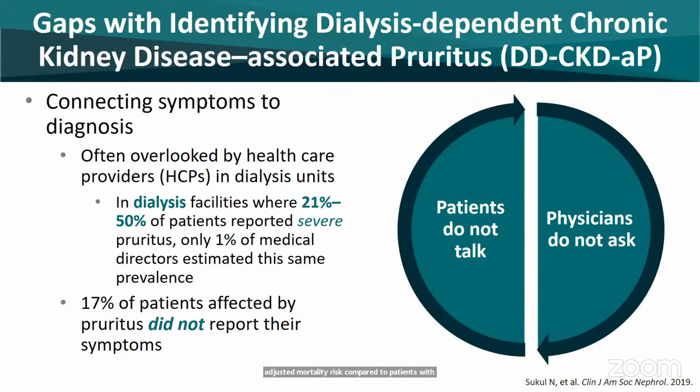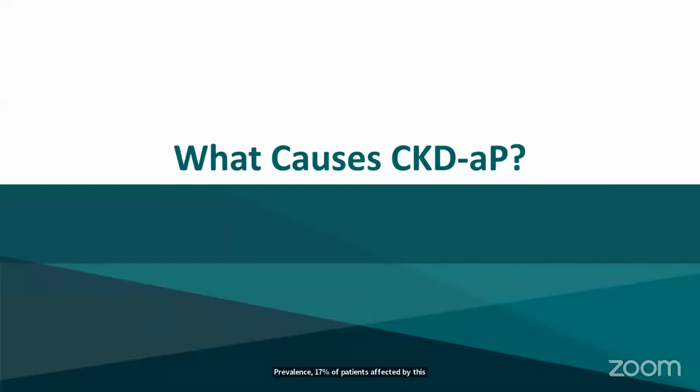So when you take a look at kidney disease associated pruritus, connecting the symptoms to make a diagnosis, it's often overlooked by healthcare providers in the dialysis units. So in the dialysis units, 21 to 50% of patients reported severe pruritus. However, only 1% of the medical directors estimated this same prevalence. 17% of patients affected by this pruritus did not report their symptoms. So again, re-looking at that data.